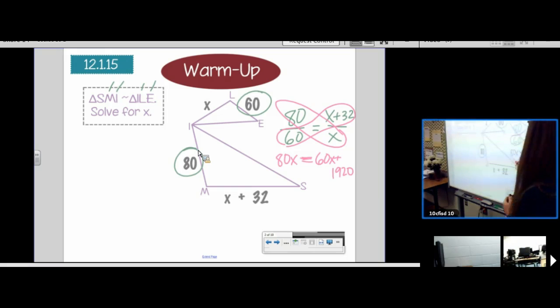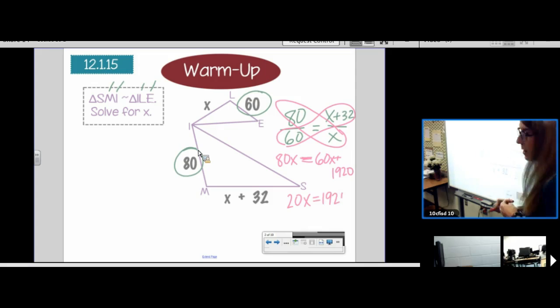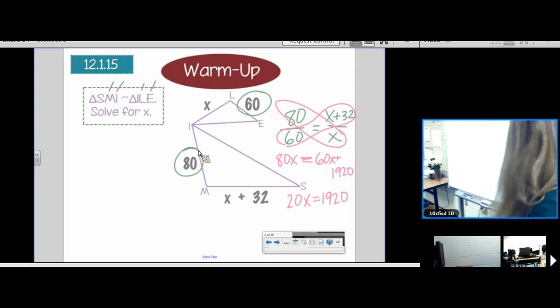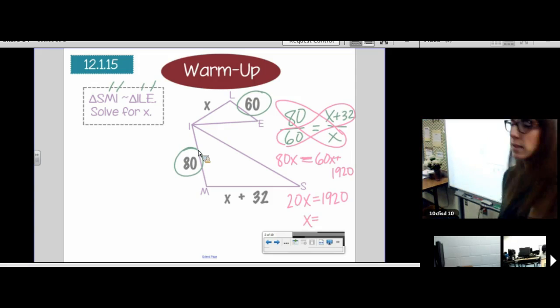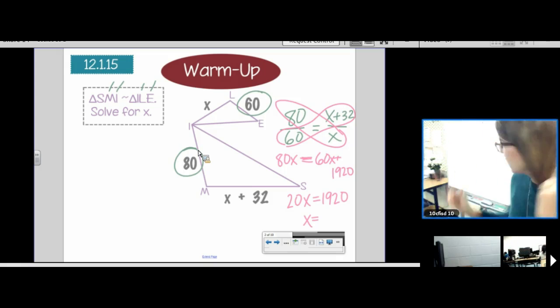All right, we'll subtract 60x from both sides. 20x equals 1,920. Take that and divide by 20. What are we getting? What is x? Those are the directions. Solve for x. Very nice. 96.